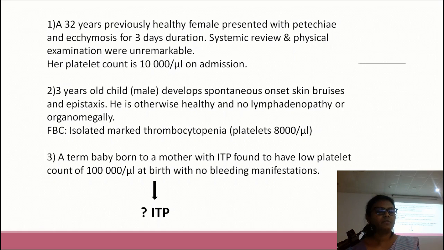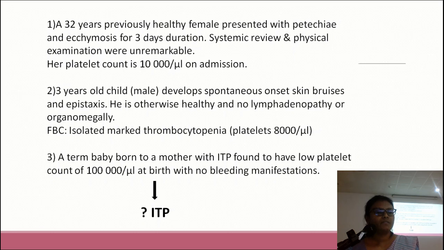A 32-year-old previously healthy female presented with petechiae and ecchymosis for 3 days duration. So it's acute onset. Systemic review and physical examination were unremarkable. Her platelet count was 10,000 on admission.